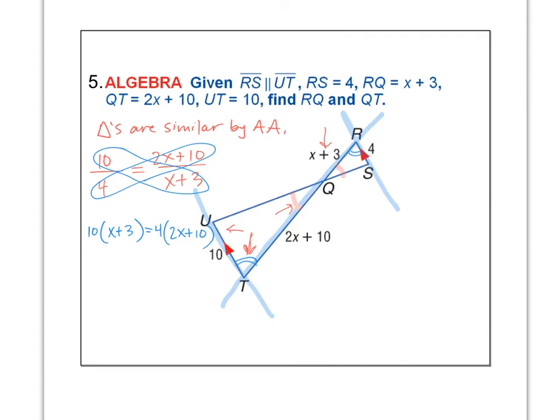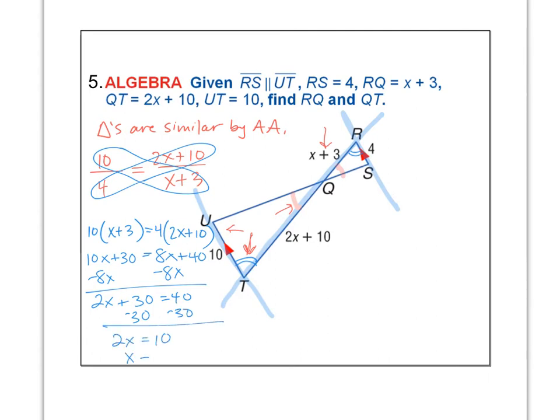You're going to have to distribute. So you get 10x plus 30 equals 8x plus 40. Combine your like terms. 2x plus 30 equals 40, minus the 30. 2x equals 10, x equals 5. However, we are not done. Remember, it's asking us to find RQ and QT.